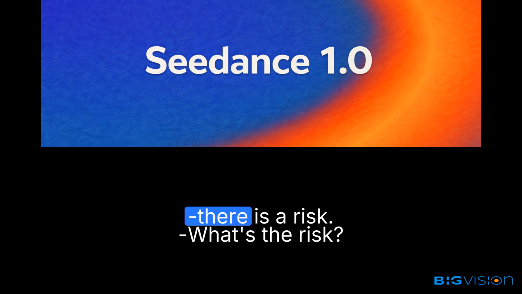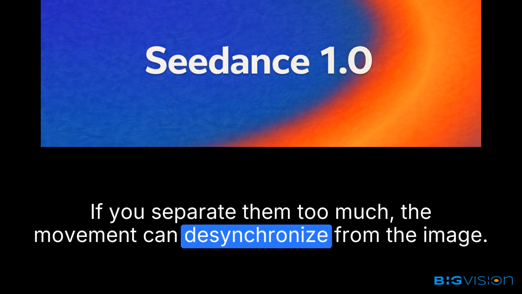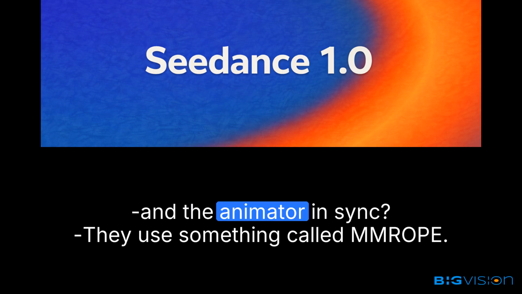But there's a risk. What's the risk? If you separate them too much, the movement can desynchronize from the image. You get that weird warping effect. Okay, so how do they keep the painter and the animator in sync?